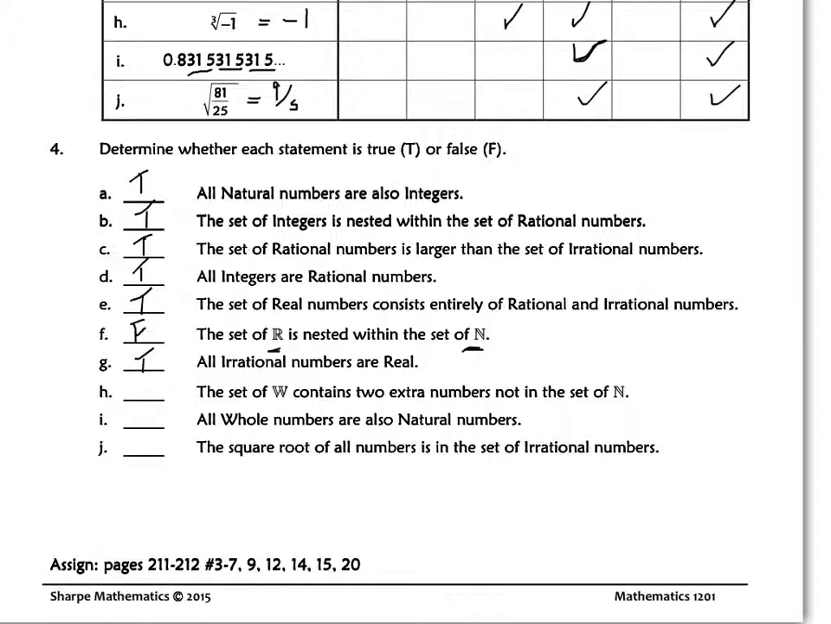That is true. The set of whole numbers contains 2 extra numbers not in the set of natural numbers, and that's false. The only number that's in whole numbers but not in natural is 0. All whole numbers are also natural numbers. No, that's false as well, because 0 is not natural. Now, had they turned that statement around, all natural numbers are whole, that would be true.